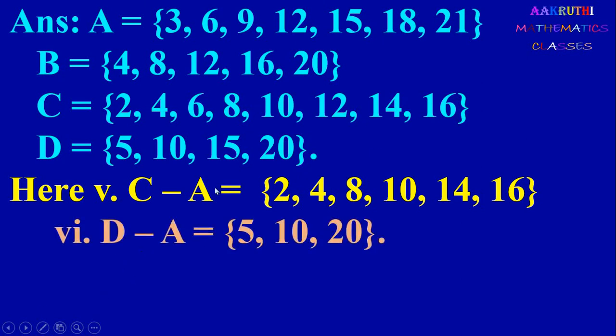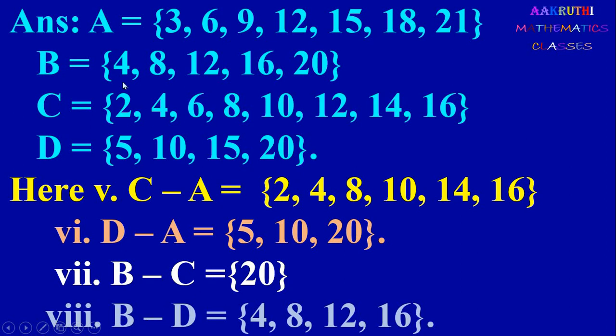Next it is D minus A. In D and A common element is only 15. So remaining element is 5, 10 and 20. Next it is B minus C. In B and C common element is 4, 8, 12 and 16. So remaining element is only 20. So therefore B minus C is only 20.